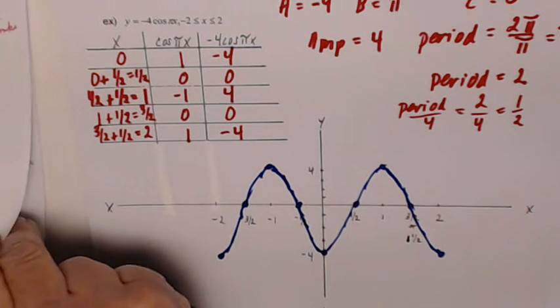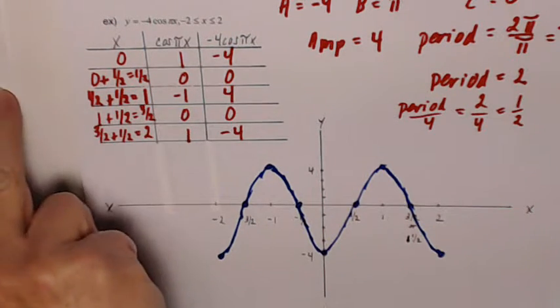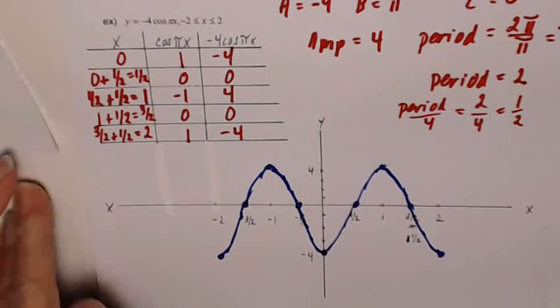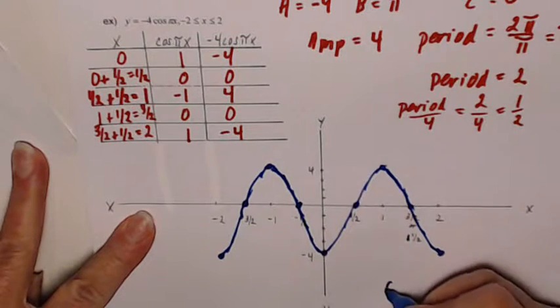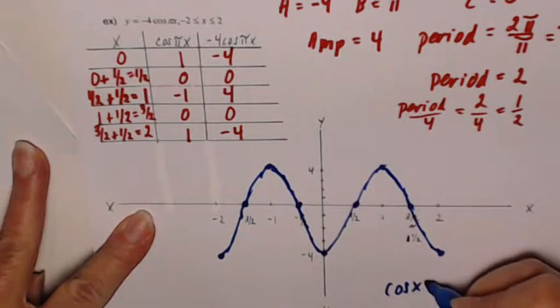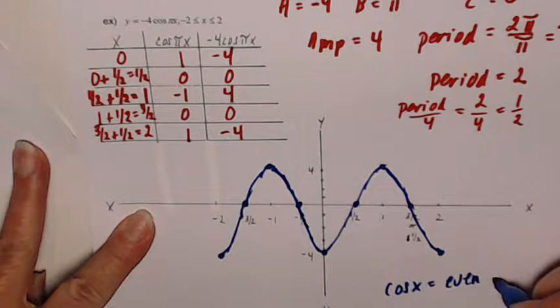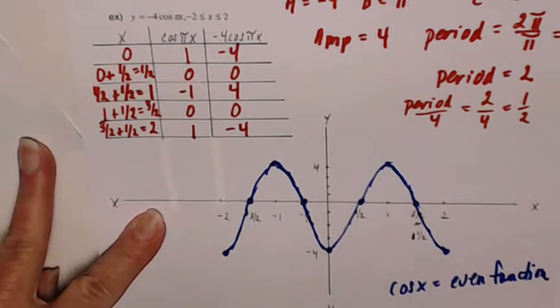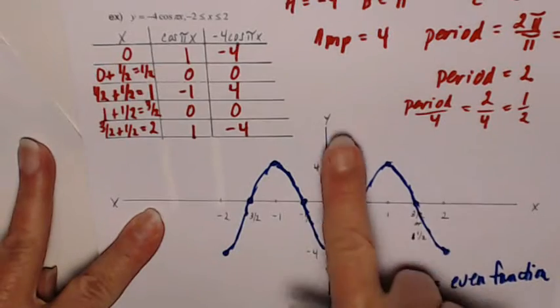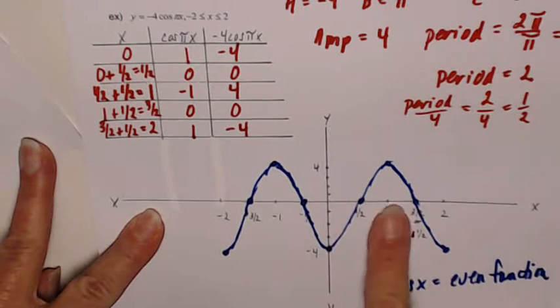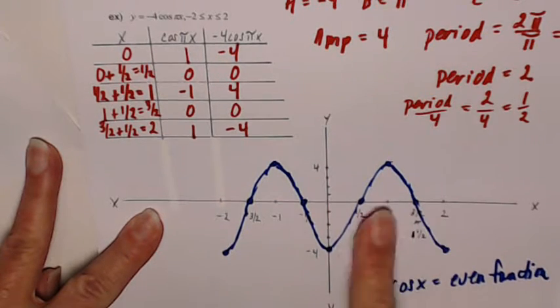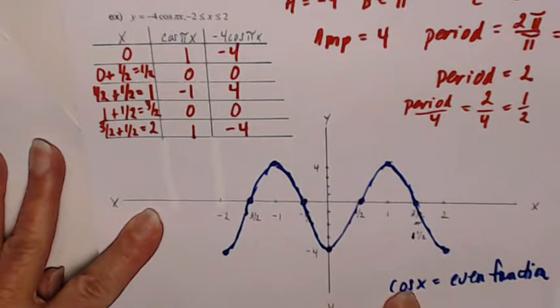So we can see some things from this graph. One thing that we can see is that cosine of x is an even function. An even function has symmetry with the y-axis here, and we can see that very clearly in our graph. If we could fold this over, this side would lay exactly on this side. So we're seeing that even function here.